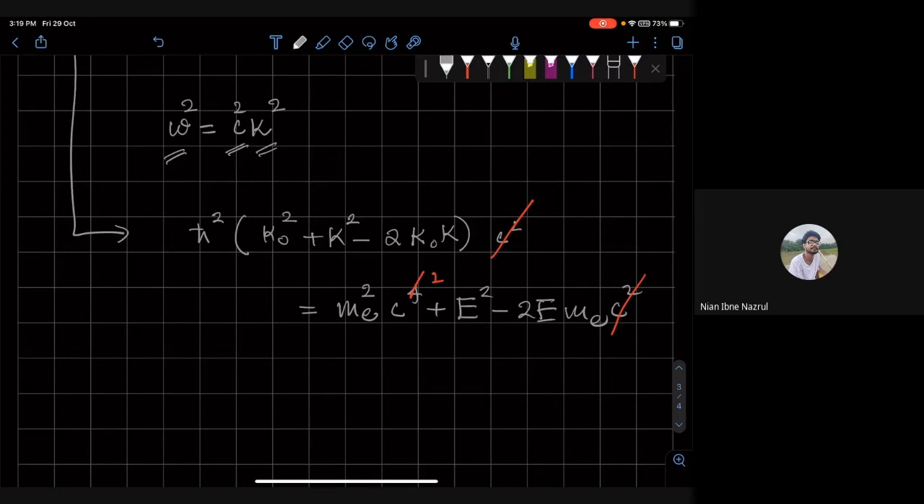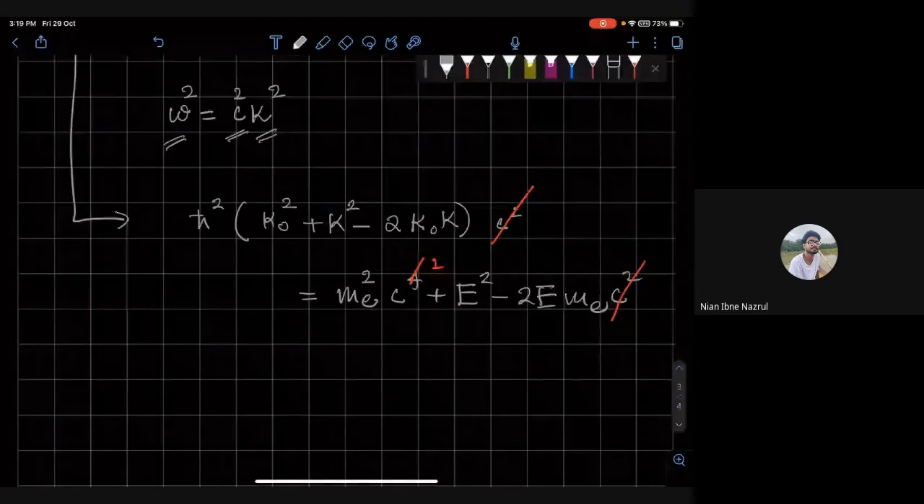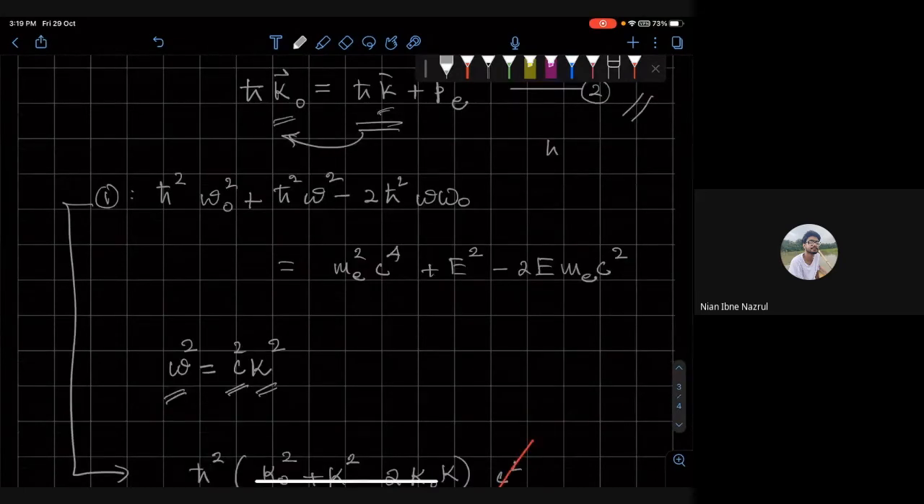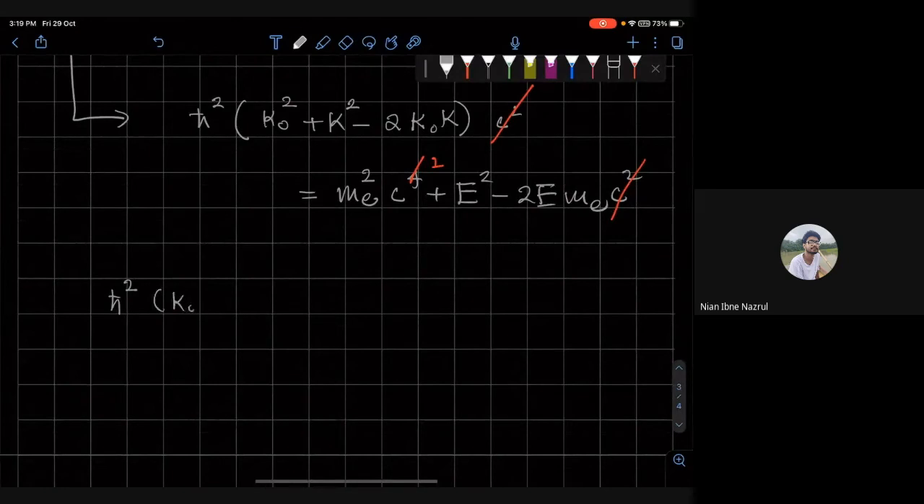Okay, so if I do that, then what do I get? I get h squared, and then I also get again h squared. And then inside the bracket, we get k naught squared plus k squared minus 2 times the dot product between k naught and k. And on the right-hand side, we get pe squared, right? And then we can multiply both sides by c squared.